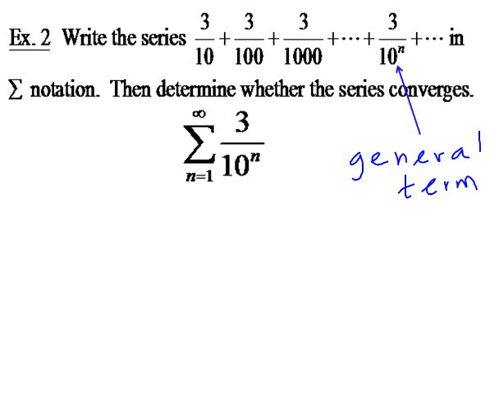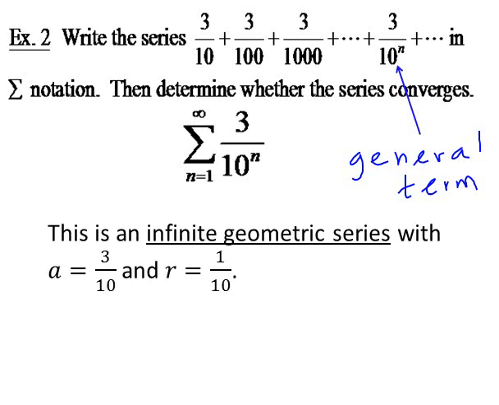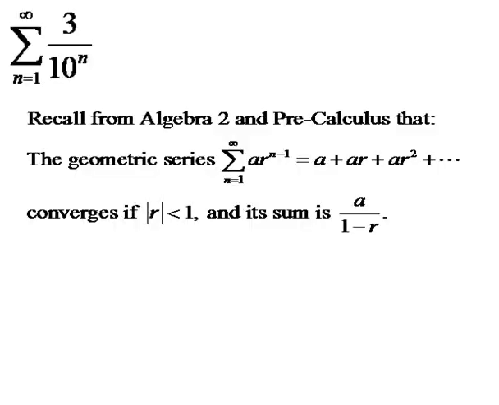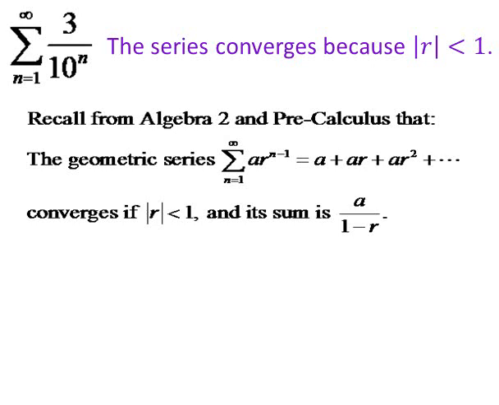Because the general term is exponential, I can see that this forms an infinite geometric series with first term 3/10 and common ratio 1/10. So recall from your work in Algebra 2 and Pre-Calc that an infinite geometric series with first term a and common ratio r converges if the absolute value of the common ratio is less than 1, and the sum can be found by the formula a divided by 1 minus r. You'll need to recommit this formula to memory.